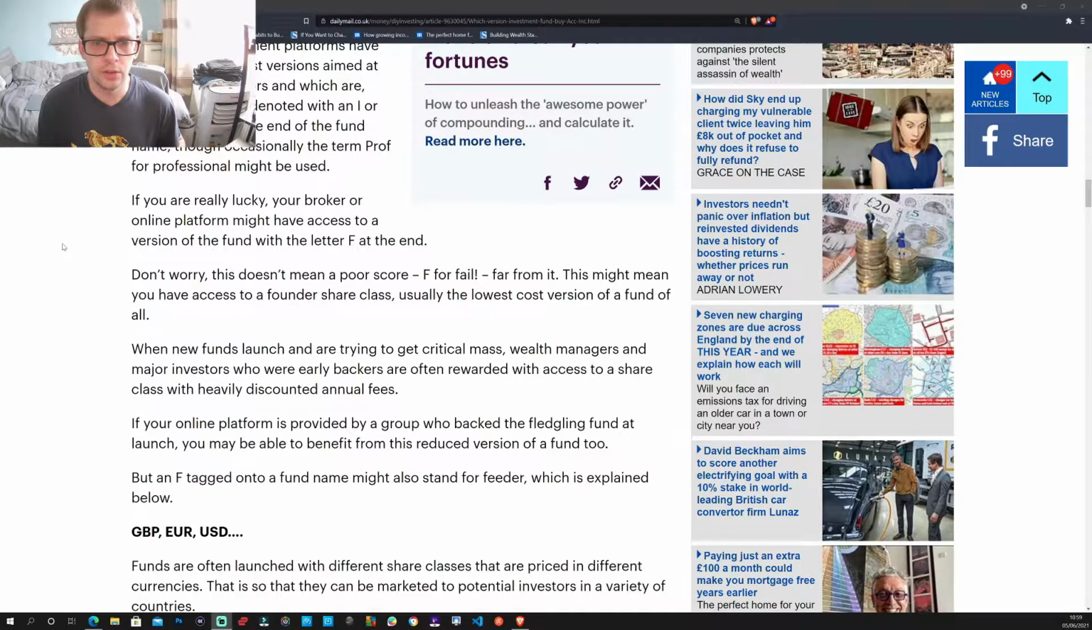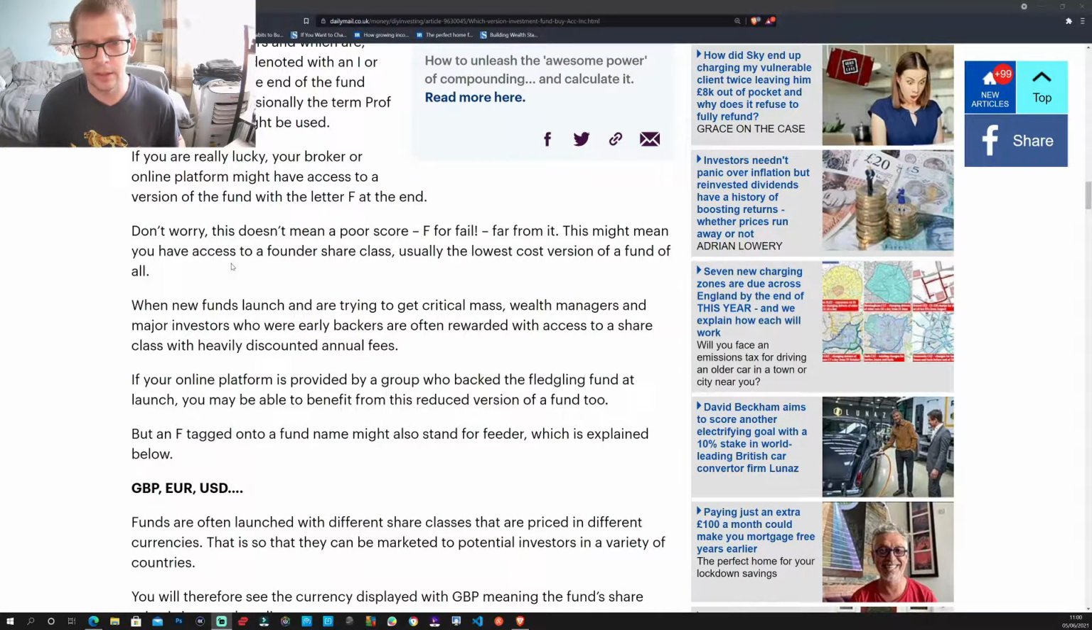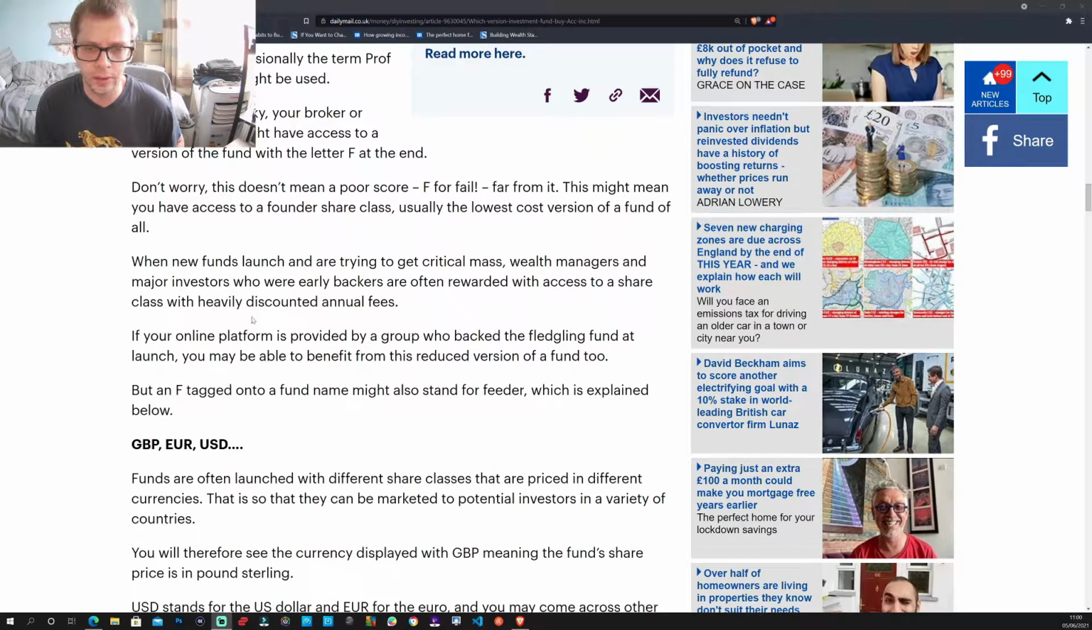If you're lucky, your broker or online platform might have access to a version of the fund with the letter F at the end. Don't worry, this doesn't mean a poor score, F for fail. Far from it. It might mean you have access to a founder share class, usually the lowest cost version of a fund of all. When new funds launch, they're trying to get critical mass. Wealth managers and major investors who were early backers are often rewarded with access to the share class with heavily discounted annual fees. If your online platform is provided by a group who back the fledgling fund at launch, you may be able to benefit from the reduced version of the fund too.